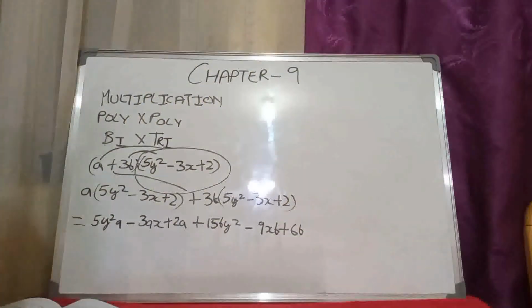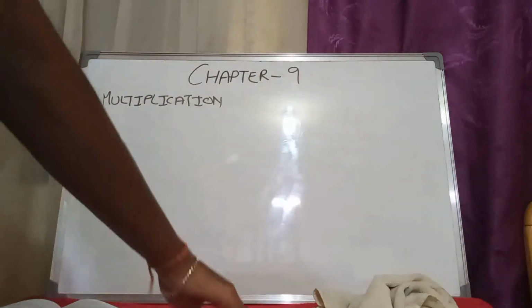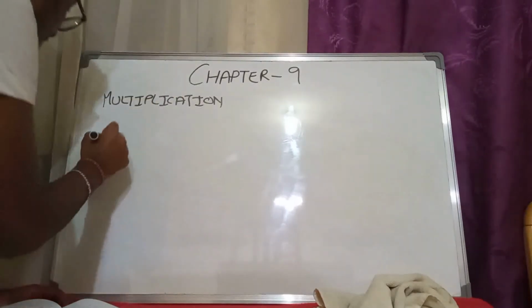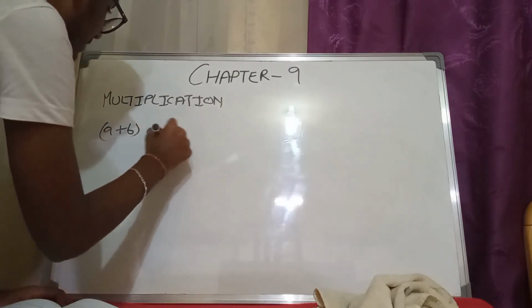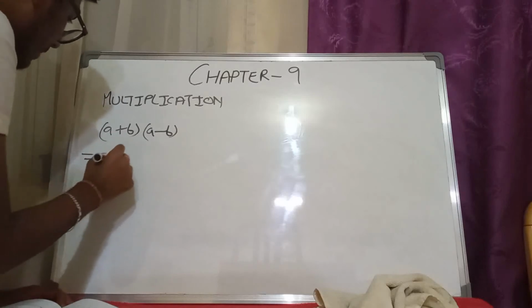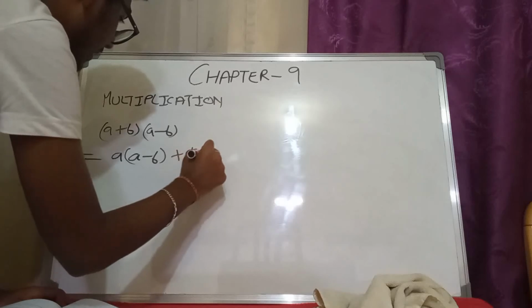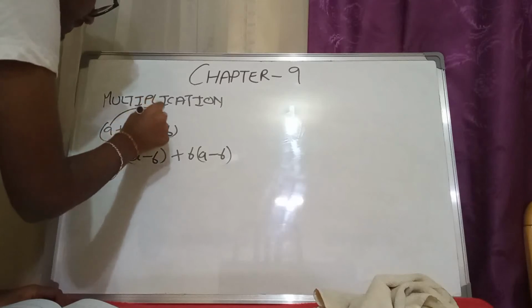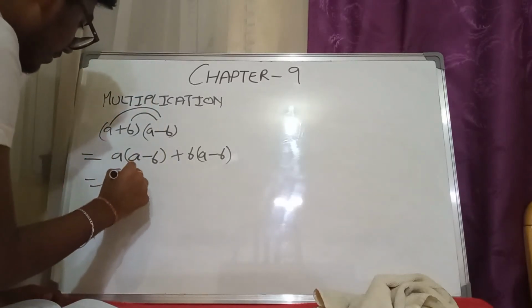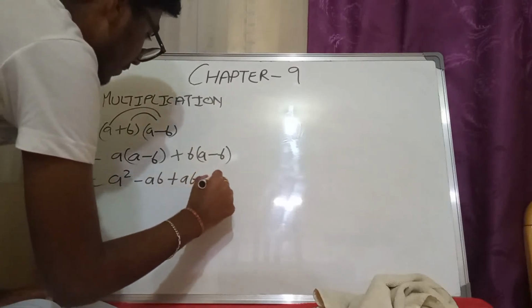When we find like terms, we should combine them like how we have been doing till now. We'll see some special problems now. Going forward, we'll be looking at a very simple problem: take (a plus b) into (a minus b). We should not do anything, simply a into (a minus b) plus b into (a minus b). We'll multiply a with this expression, then b with this expression. So we'll get a square minus ab plus ab minus b square.